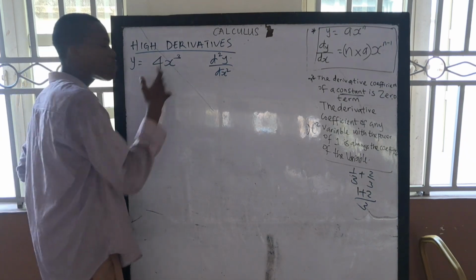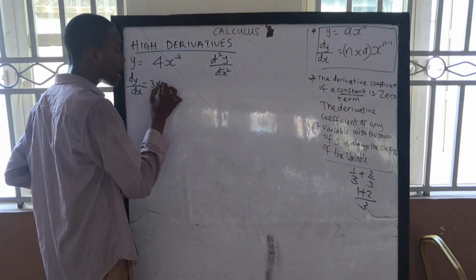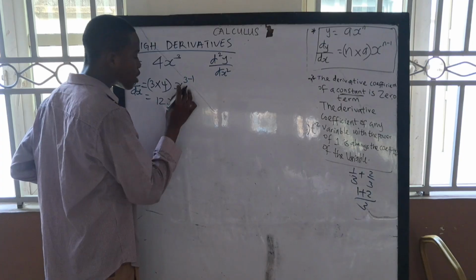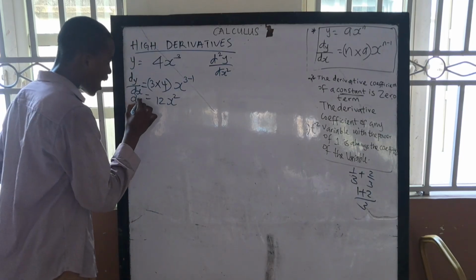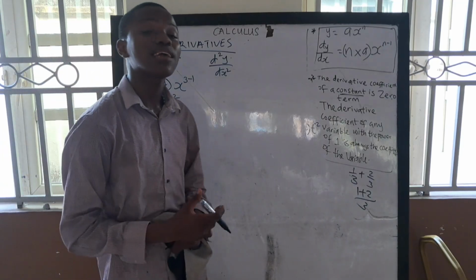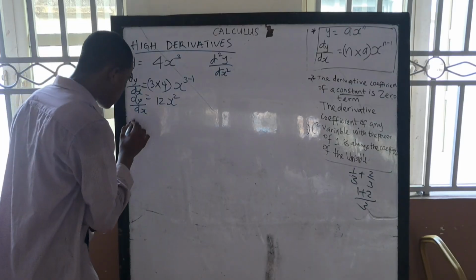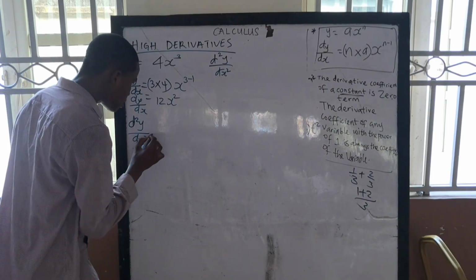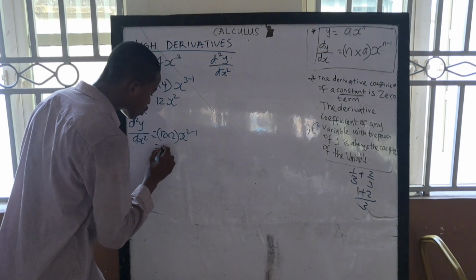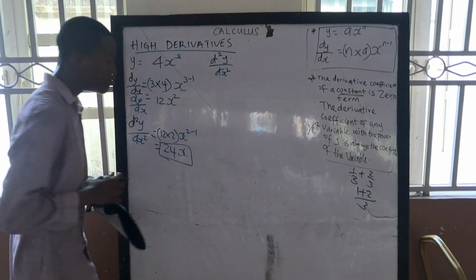So first, we differentiate it. That means we first get dy/dx, right? Differentiating this, we get 3 times 4 x to the power 3 minus 1. 3 times 4 is 12, x to the power 3 minus 1 is 2. So this is my dy/dx, my first derivative. But the question did not say I should get dy/dx. The question said I should get d^2y/dx^2. That means I'll differentiate this again. d^2y/dx^2 is 12 times 2, x to the power 2 minus 1. 12 times 2 is 24, x. So this is my final result.